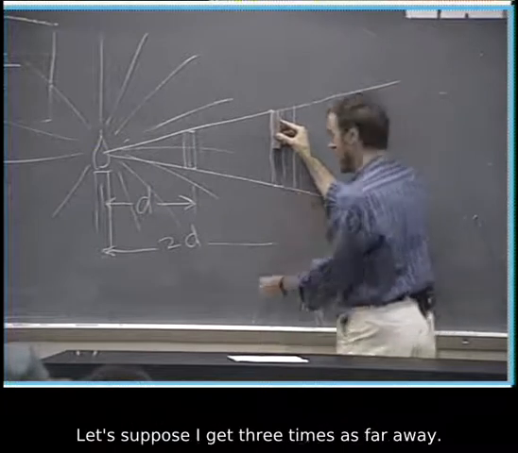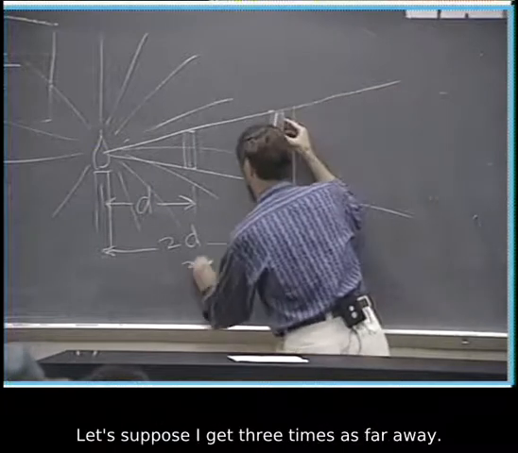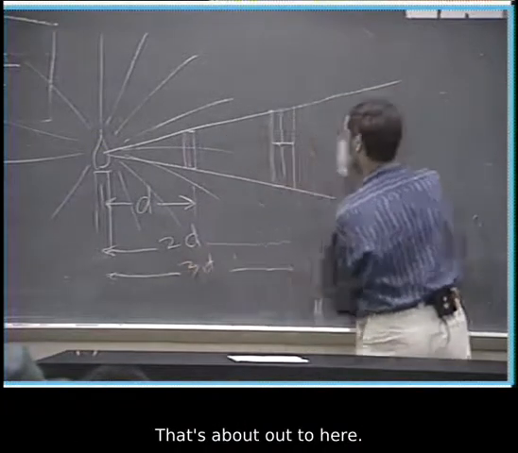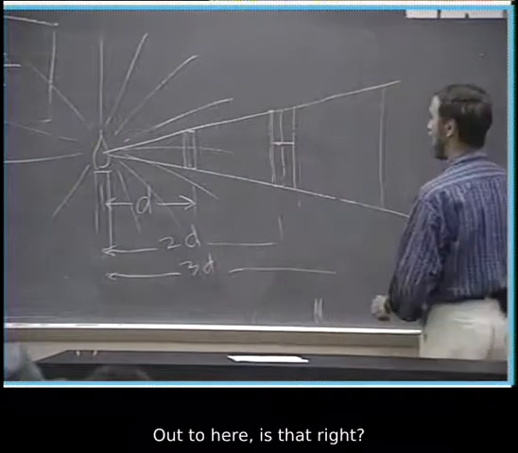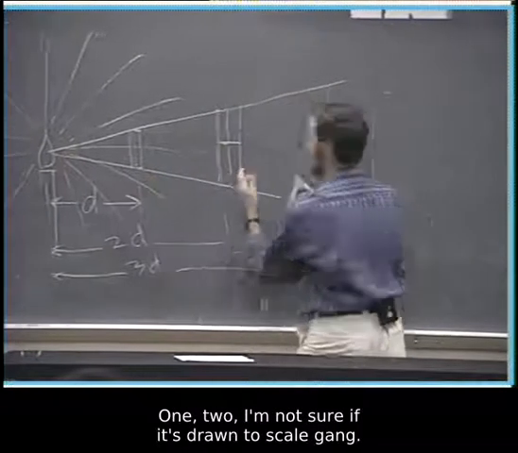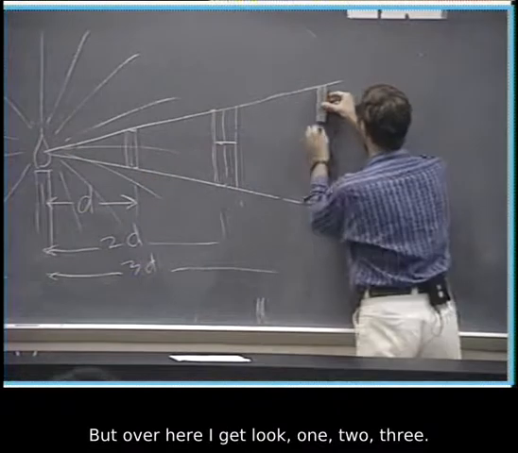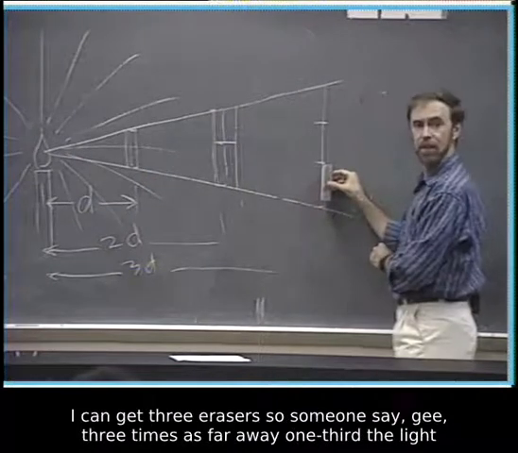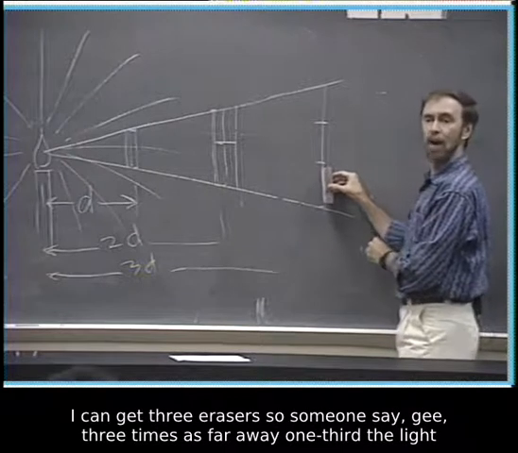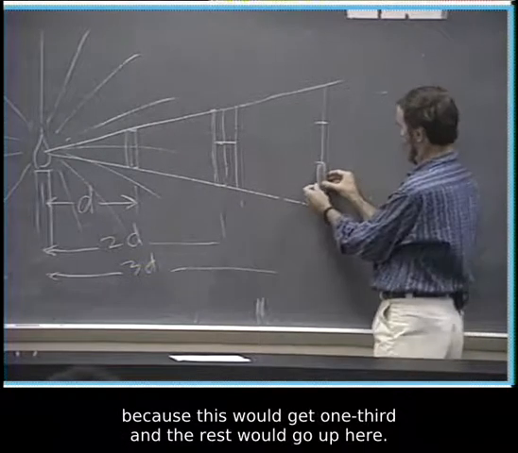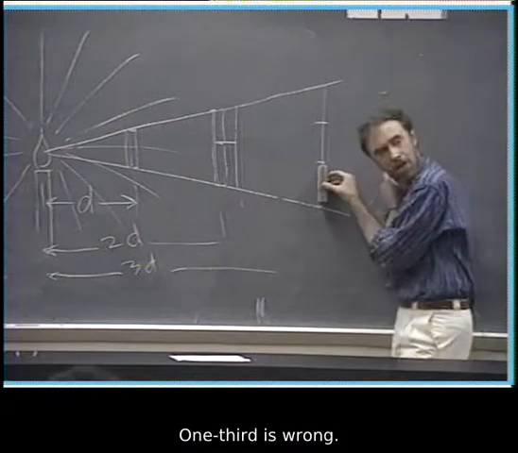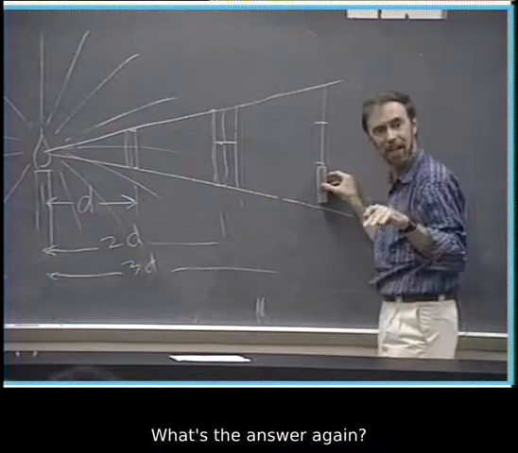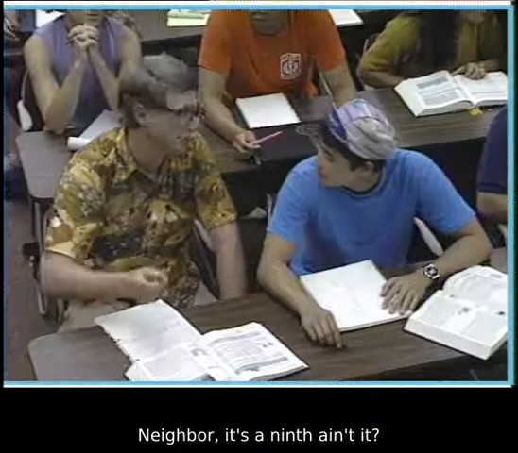So 1/4. Let's suppose I get 3 times as far away. That's about out to here. Out to here, is that about right? 1, 2. I'm not sure if it's drawn to scale, gang, but over here I get, look, 1, 2, 3. I can get 3 erasers. So someone says, gee, 3 times as far away, 1/3 the light. Because this would get 1/3, the rest would go up here. 1/3 is wrong. What's the answer, gang? Neighbor. It's a 1/9, ain't it?